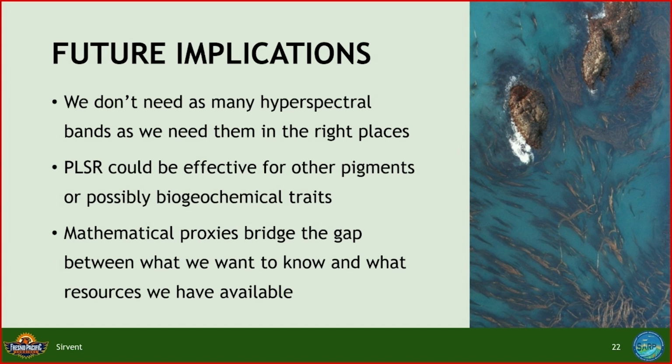implications, which is to say that we don't need as many bands as we need them in the right places. Also, that partial least squares regression could be a very effective tool for measuring other biogeochemical traits, as well as other substrates, other floating materials.